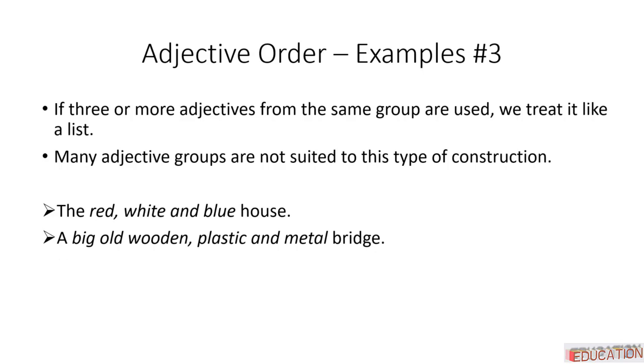So big and old come from different groups, so we just have that with blanks as usual, and then the wooden, plastic and metal we treat like a list. We have the big old wooden, comma, plastic and metal bridge. So no comma between big and old and wooden, and none at the end before and. It might look a bit strange, but it is the way it's used. If you read lots of books and things, you will see that this is how it's used.